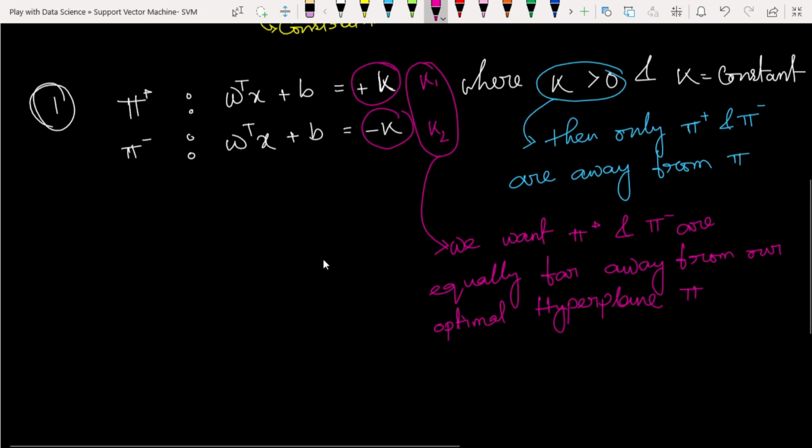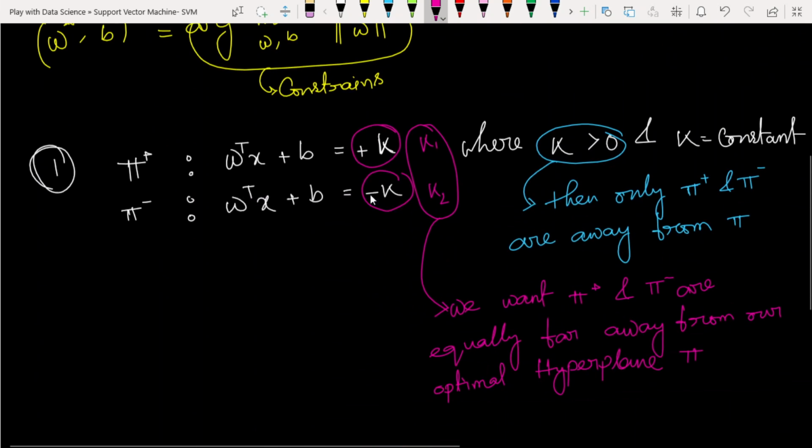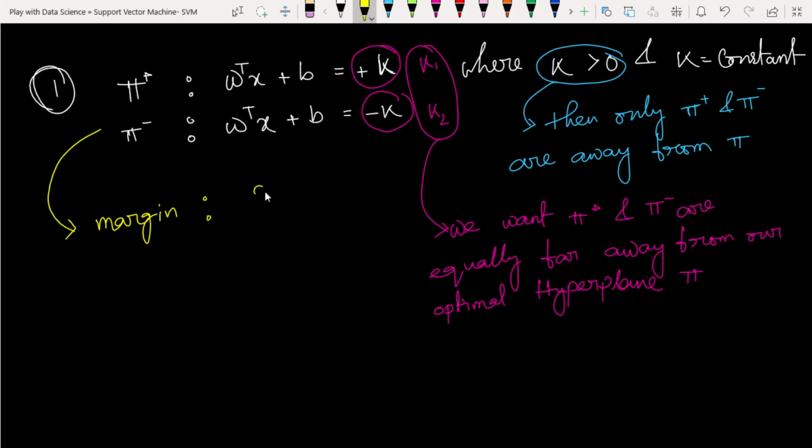Okay, now if I just consider these equations for both of our support vector planes, then what will be the margin? I think you can easily find it as in the previous lecture. If you see how we find the perpendicular distance between two planes, you can find it the same way here. So now in this case, our margin will be 2k by norm w.